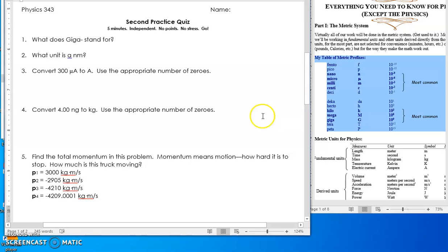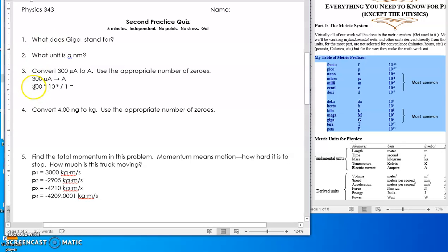Ready? Giga, metric prefix 10 to the 9th, aka billion. This is a nanometer, that's 10 to the negative 9th. Showing your work, 300 microamps to amps. That's 300 micro is times on the left, that's 10 to the negative 9th, divide on the right. Well, there's nothing on the right but the unit, so that is 300 times 10 to the negative 9th.